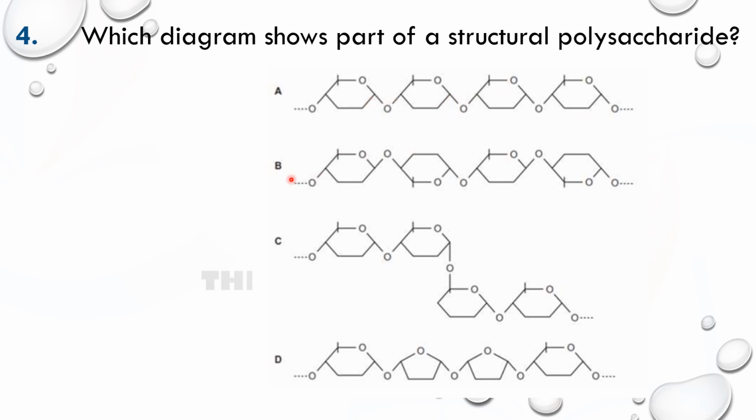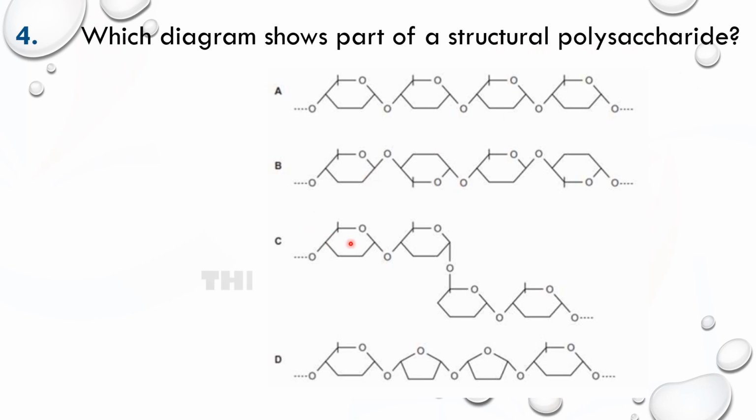Now look at B. This glucose molecule, and then the next adjacent one flips through 180 degrees. So there is rotation of adjacent glucose molecules by 180 degrees. And of course you can see the glycosidic bond also rotating. So this is likely cellulose. Cellulose is a structural polysaccharide.